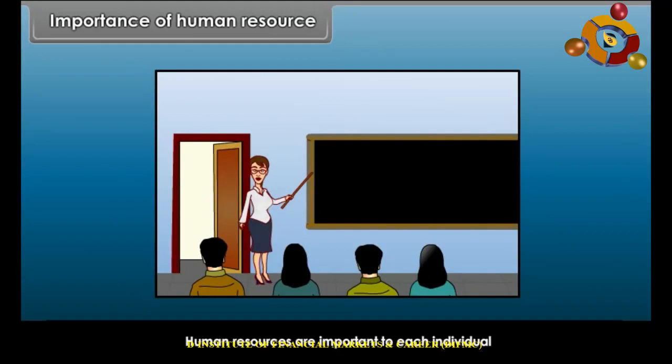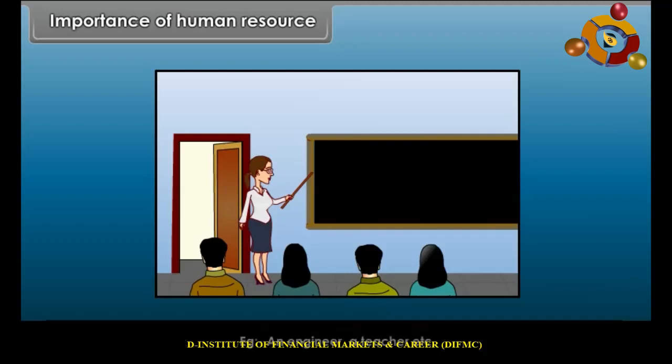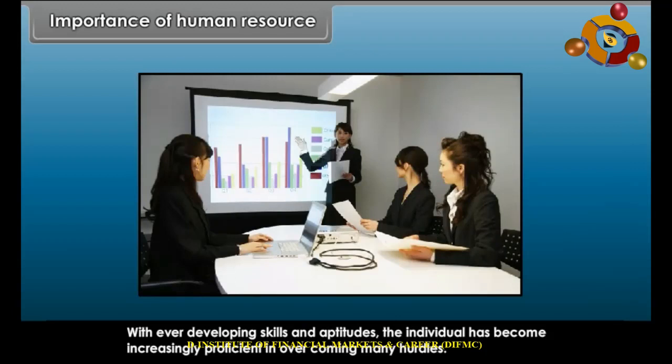Importance of human resource. Human resources are important to each individual because they assist other people in improving and using their capacities and potentialities to the utmost. Example, an engineer, a teacher, etc. With ever-developing skills and aptitudes, the individual has become increasingly proficient in overcoming many hurdles.